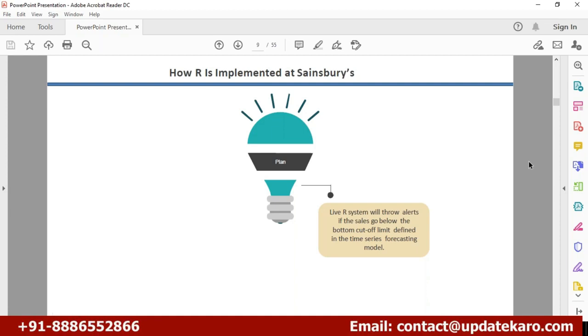It's a kind of forecasting which is done in machine learning, right? These are also some predictive models. So time series. Based on time, it will be throwing the pop-ups, it will be throwing alerts. If the sales go below the cutoff, it will be throwing alerts. And these cutoffs are defined in the time series forecasting model.